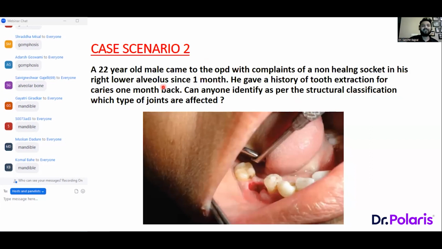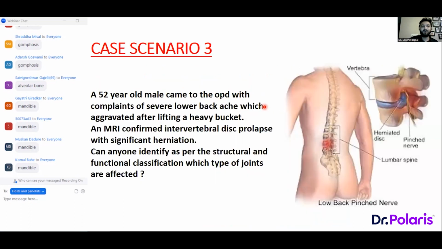Right. So now we have got scenario number 2. Let's move on to scenario number 3. A 50-year-old male came to the OPD with complaints of severe lower back ache, which aggravated after lifting a very heavy bucket. Now an MRI was done, and we saw that the intervertebral disc has a prolapse with a significant amount of herniation that is compressing our spinal cord. Right. So this is what this particular man was having with a herniation.